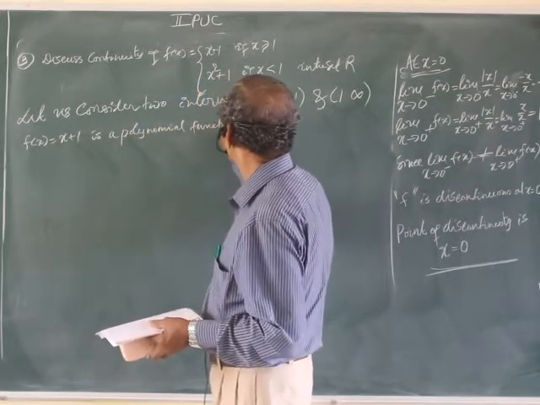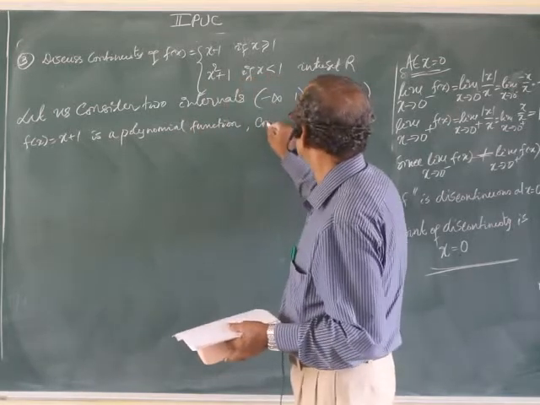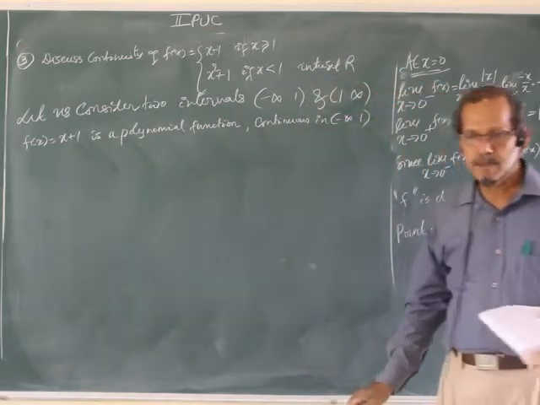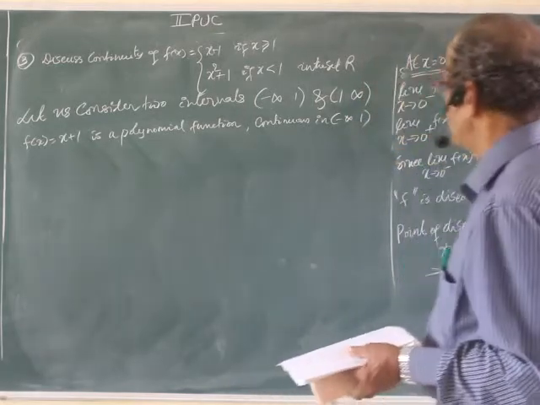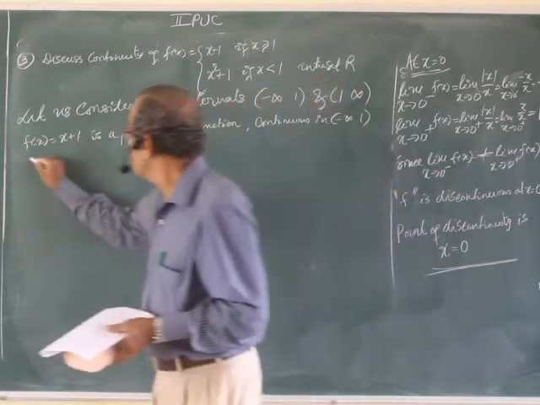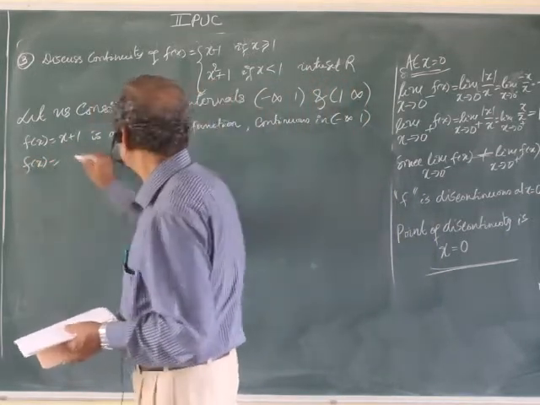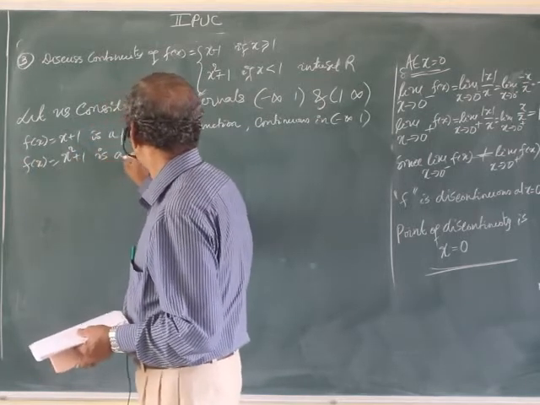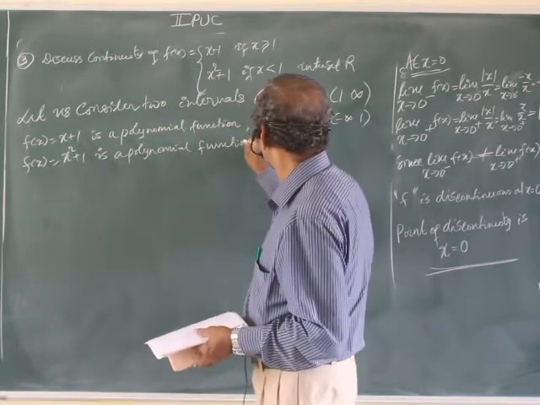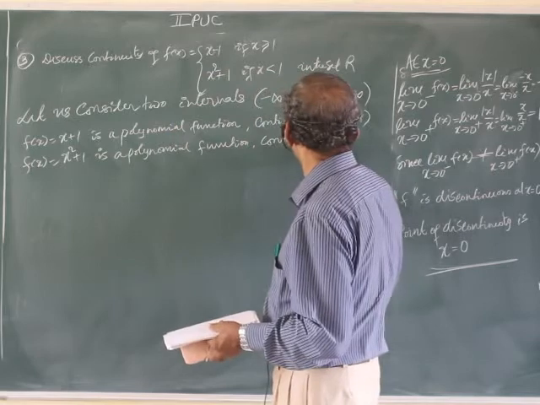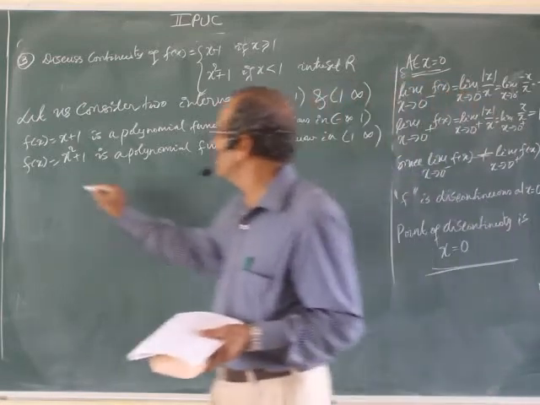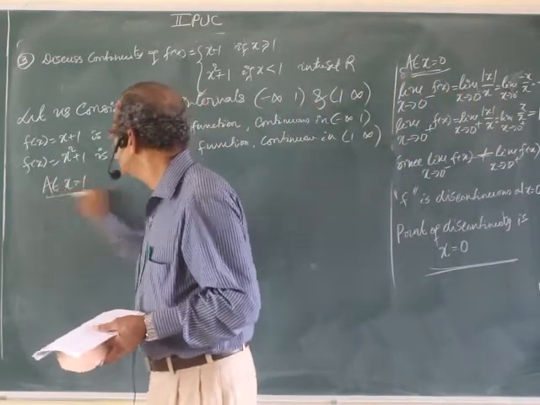function, continuous in minus infinity to 1. Just by using the property of continuous functions, you can write polynomial function is always continuous. f of x equal to x square plus 1 is a polynomial function, continuous in 1 to infinity. So the thing we have to do is at x equal to 1 what?